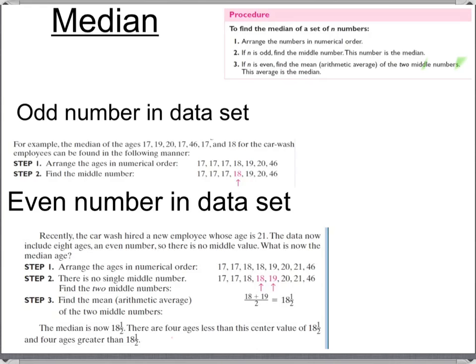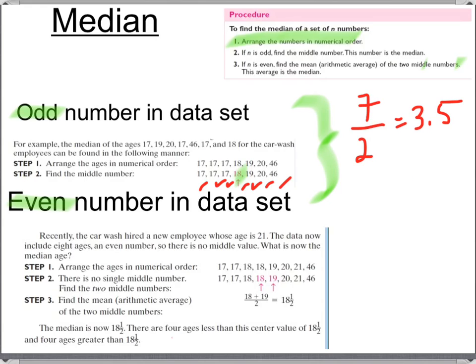Okay, the median. To find the median, you have to first arrange the numbers in numerical order. There are 2 different ways to do it if you have an odd or an even number in your set. If you have an odd number in your data set, then the median is just the number that's right in the center. So for instance, if you have 1, 2, 3, 4, 5, 6, 7 numbers, you go 7 divided by 2, so that's 3.5. So you say that the 4th number is your median.